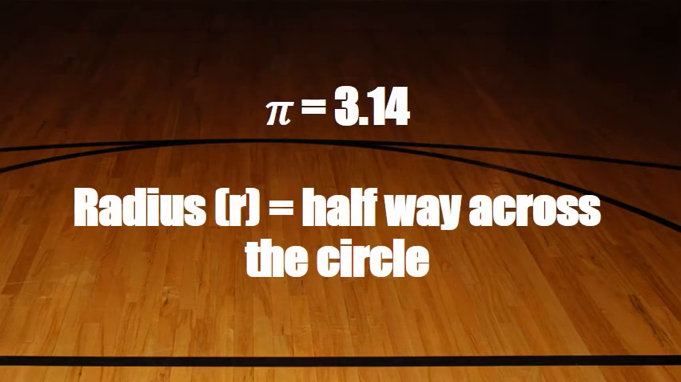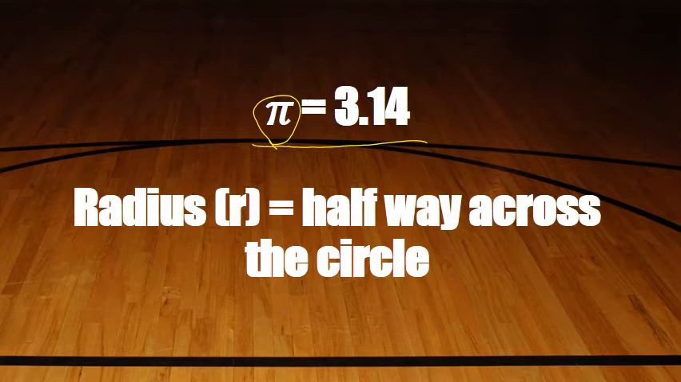I also want you to write down these two other details to help you think about this equation. First of all, for pi, we're going to use the number 3.14. We're going to use the symbol of pi in our equation, but when you actually do the math, you're just going to use the number 3.14. There are a lot of other digits to pi, but we're just going to round and use 3.14 for our math.